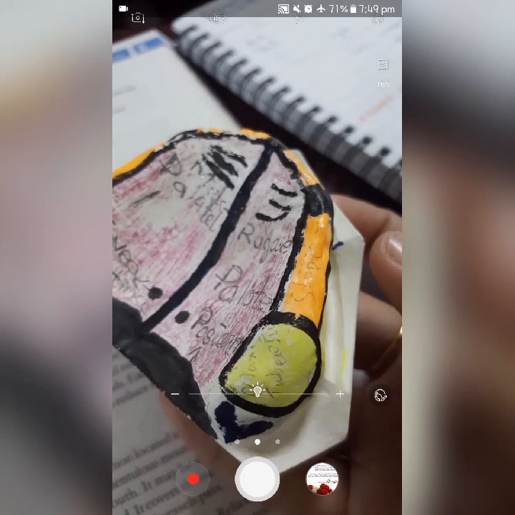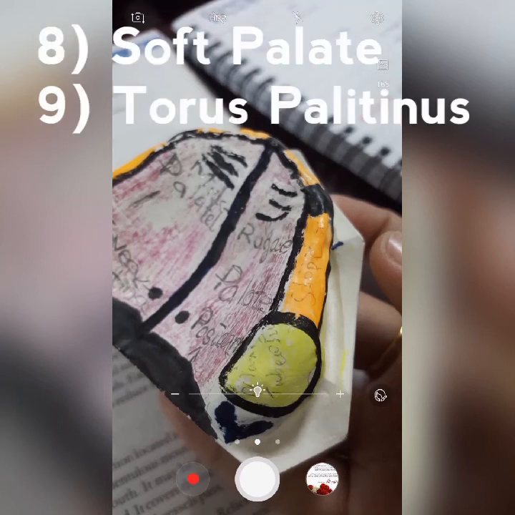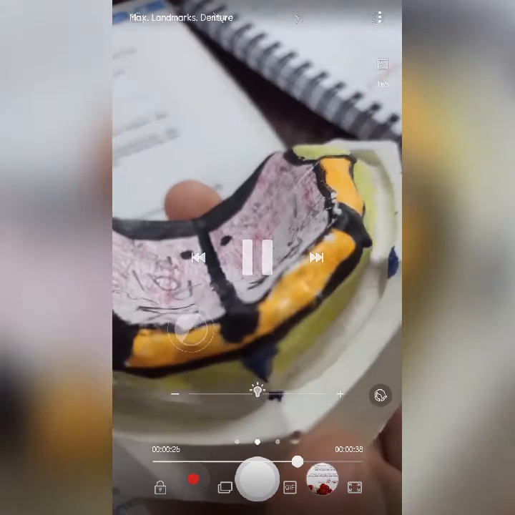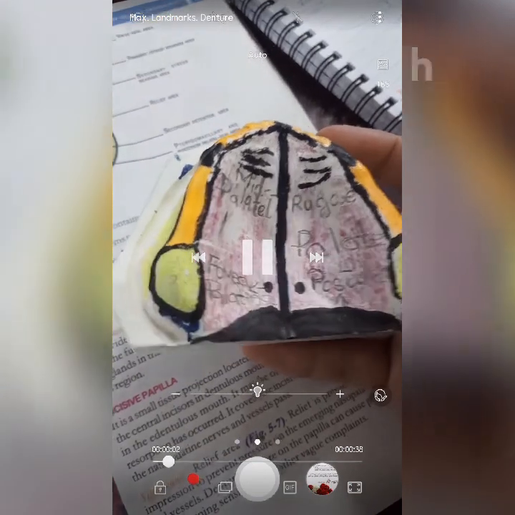Other than that, we have the soft palate, which is not covered in a maxillary denture, and we have the torus palatinus, which I haven't discussed over here in detail. So that is all. Look at the landmarks once again.